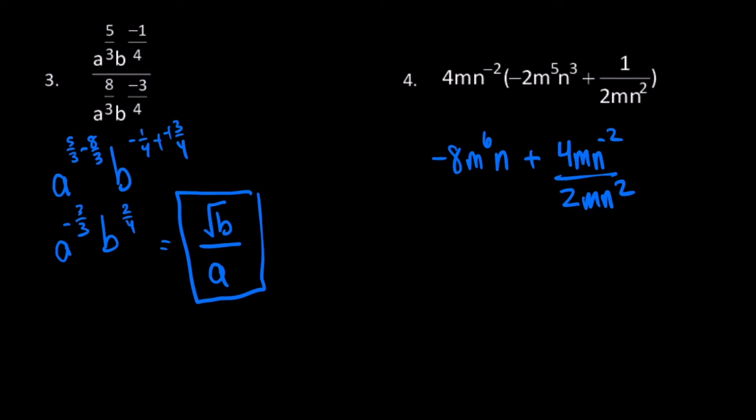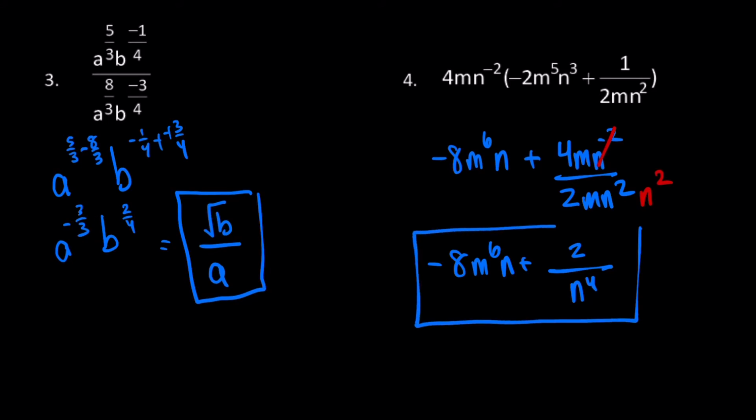All right, so let me choose a different color so that'll cancel, and that'll be an n squared down here. Now if you wanted to simplify, we would have negative 8m to the 6th n plus 2 goes into 4 twice, so I have a 2. The m's cancel, and then I have n squared times n squared, so n to the 4th. So this is fine, you can leave it like this. If it said maybe no fractions, you might want to write it as negative 8m to the 6n plus 2n to the negative 4. Same thing.